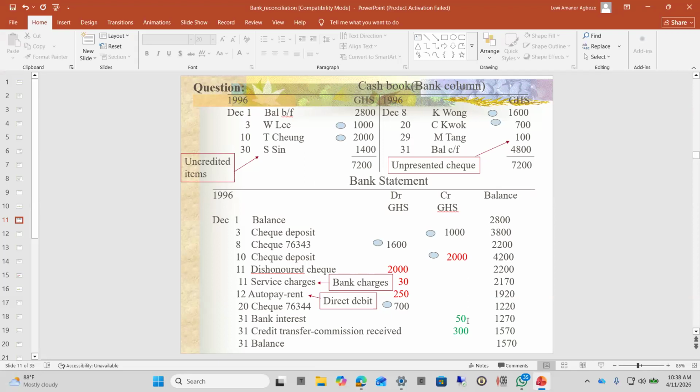You can see it, bank interest, and then it can be at the debit side. But this one is on the credit side of the bank statement. So what does it mean? Sir, then it means your account has been increased by a certain amount of money. Very well. What it means is that we have received it.